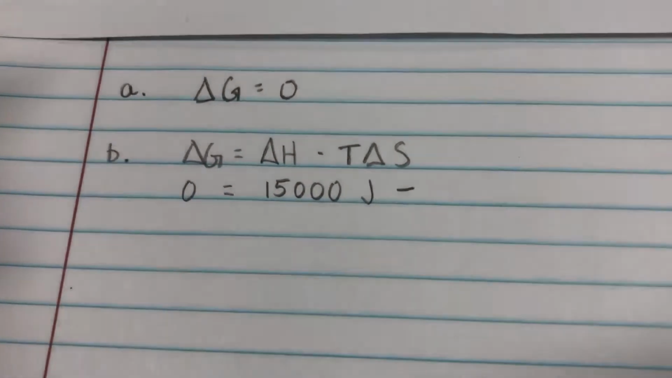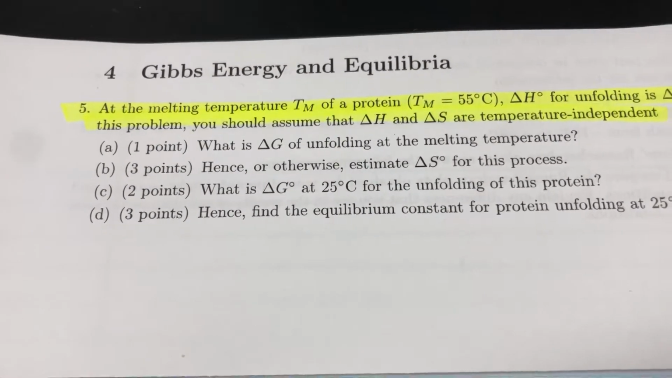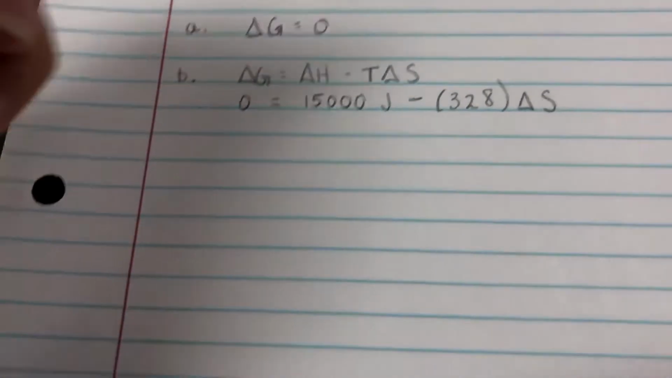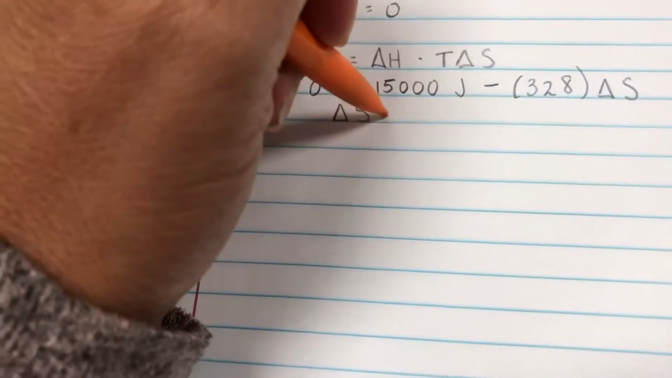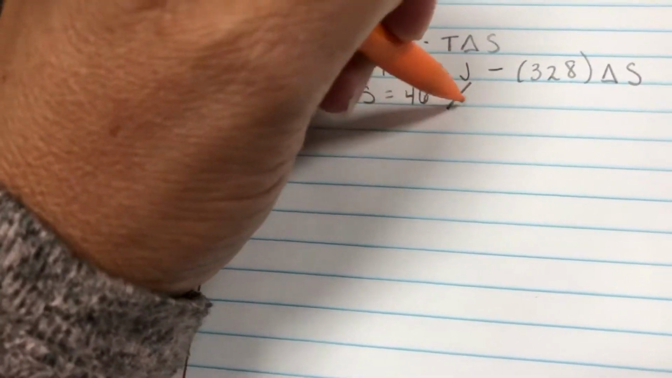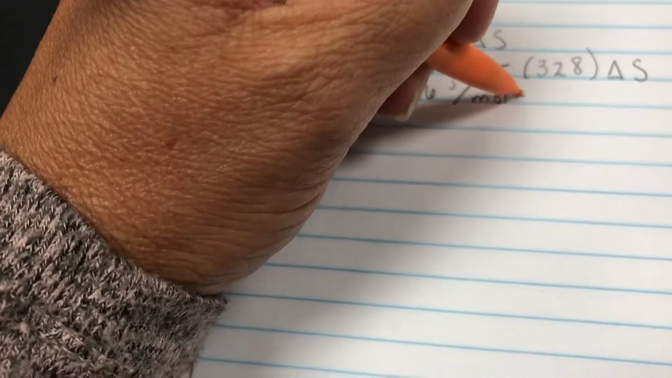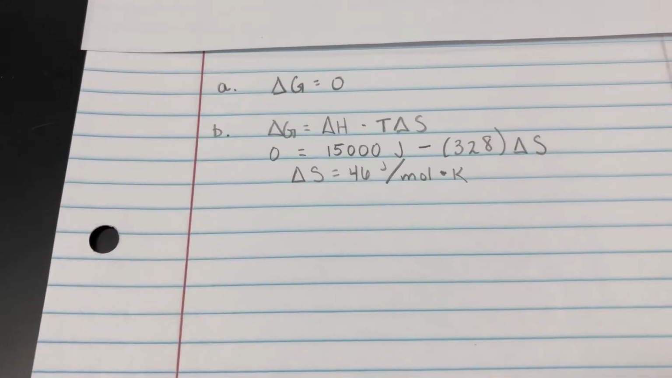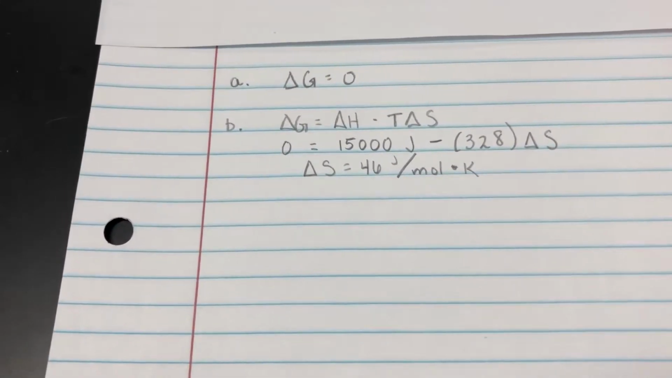15,000 joules minus the temperature, which in the problem we see is 55 degrees Celsius. We're going to change that into Kelvin by adding 273. So we've got 55 plus 273, which is 328, times delta S. And then all you have to do is solve for delta S. And when you do, you see that delta S equals 46 joules per mole times Kelvin. That's part B, that is the estimate of delta S for the process.